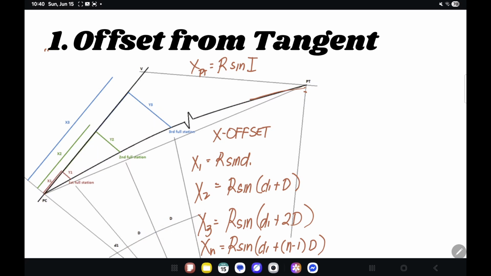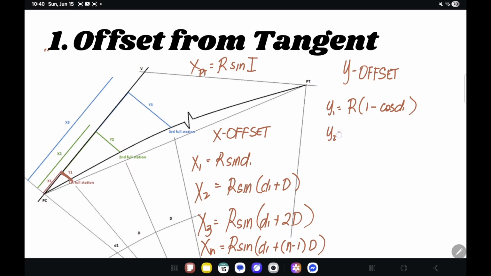Okay, next. For our x offset, or rather, y offset. For our y offset, for the first full station, we're going to use again y sub 1 is equal to r times 1 minus cosine d1. Here it is.